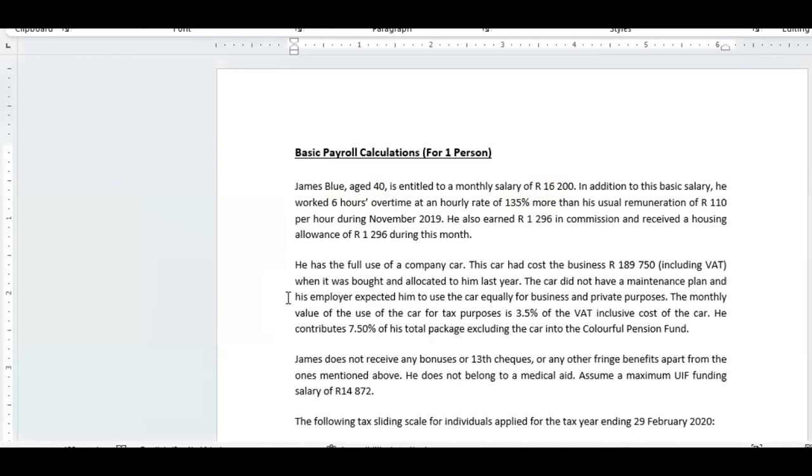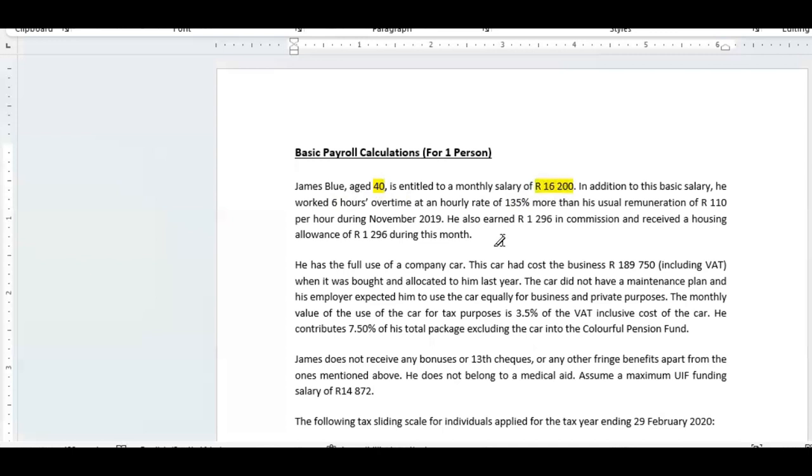So let's get going and take a highlighter. I'm going to use the yellow and mark everything that's important here. It says James Blue, aged 40, is entitled to a monthly salary of 16,200. So two things that are important. He's aged 40, so we know that he's under 65 and only the primary rebate will apply in his case. And we are given his monthly salary.